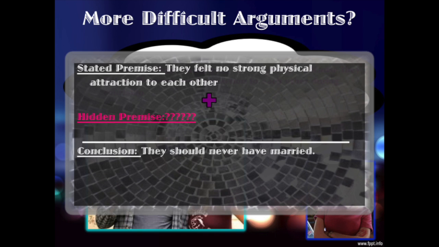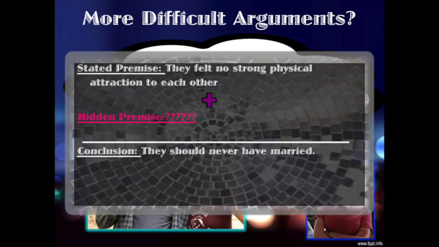So we can say that the stated premise is they felt no strong physical attraction to each other, and the conclusion is that they should never have married. All of this was visible, written on the slide. You could see it. It was part of the argument. But there's also something implied here, something that wasn't directly said. And this is what's going to constitute our hidden premise.